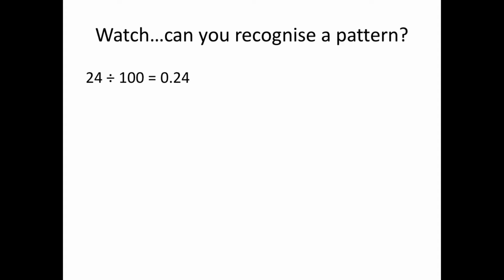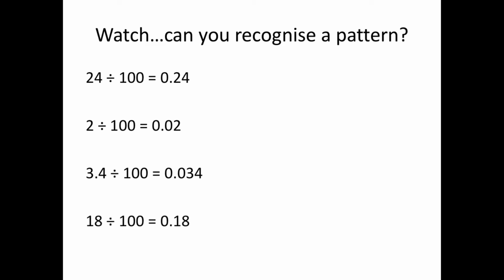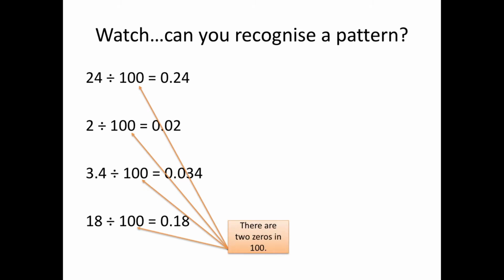Looking at hundreds now. 24 divided by 100 is 0.24. 2 divided by 100 is 0.02. 3.4 divided by 100, 0.034. 18 divided by 100, 0.18. So we'll just go through some examples, and as you can see, there's 2 zeros in 100, so we're going to go 2 places to the left.